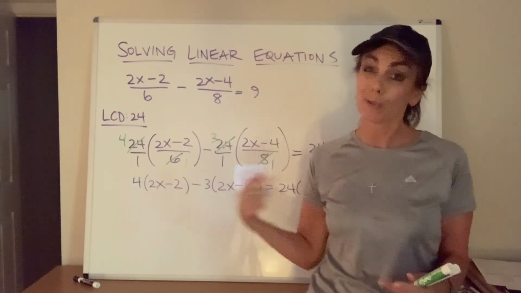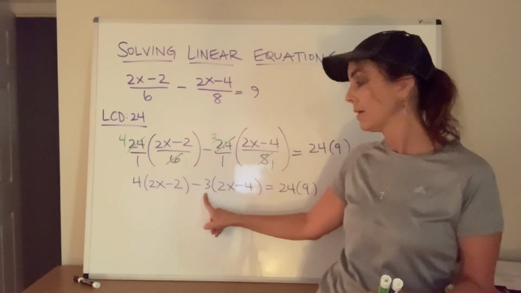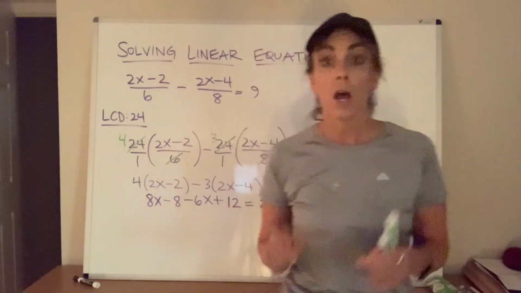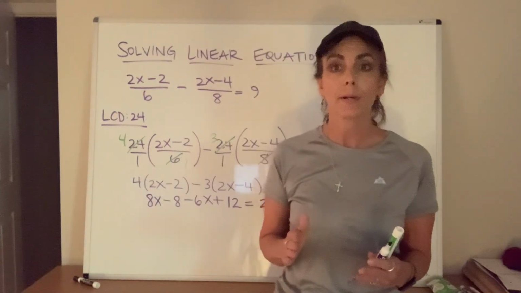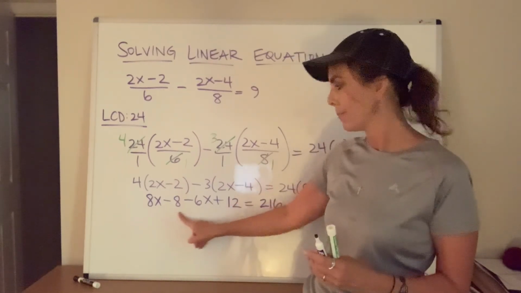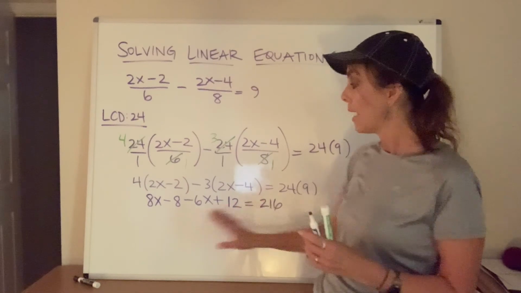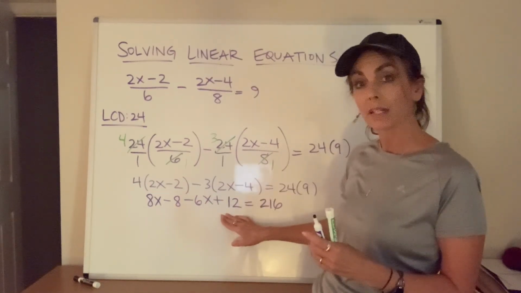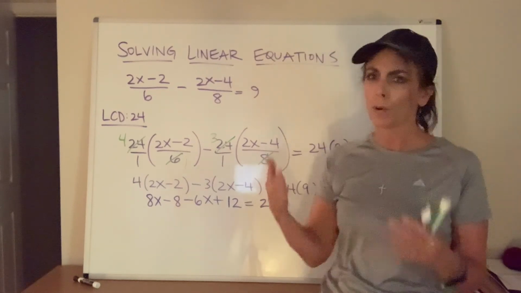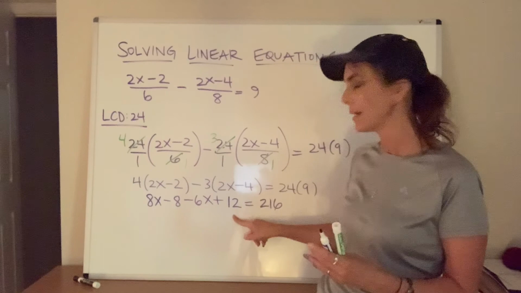Now we're back to what we were doing before. So I can distribute the 4, distribute the negative 3, and multiply this out. Give that a shot. Okay, so now I've gotten rid of all my parentheses, and what's left is this: 8x minus 8 minus 6x plus 12 is equal to 216. So now I can combine like terms on the left-hand side and see what happens. On the right-hand side, we're very simple already, so we don't have to do anything over here. Let's just combine the like terms.